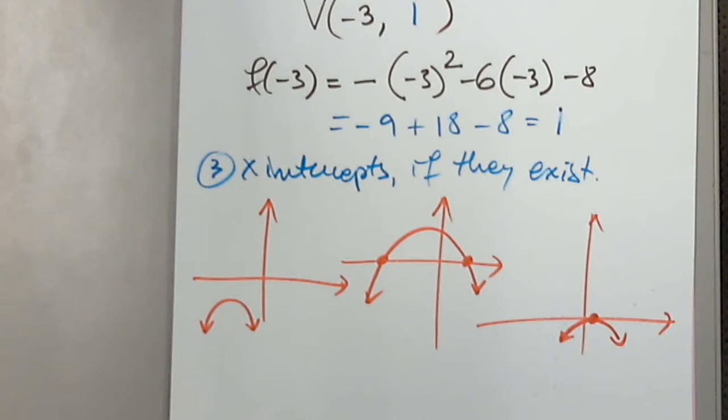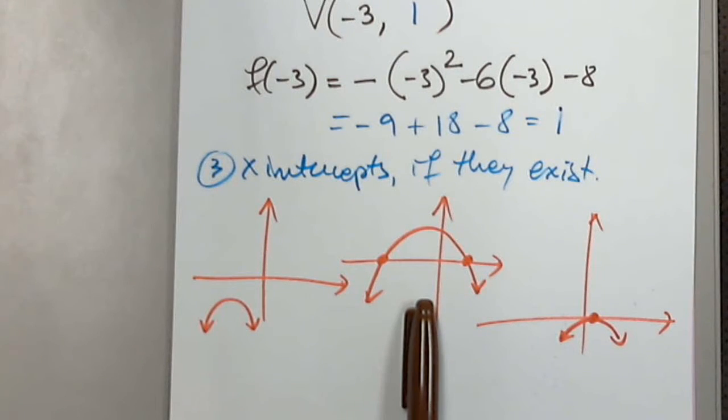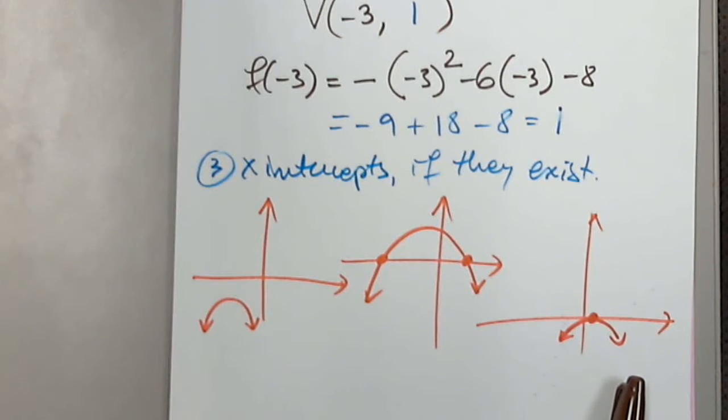How many x-intercepts does the first one have? None. It doesn't touch the x-axis. Perfect. How many x-intercepts does the second one have? 2. 2 distinct. Not the same, correct? What about the last one? 1. Still 2, but they are the same.